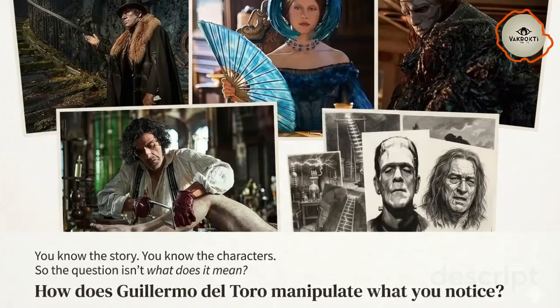Here's the thing, with a story like Frankenstein, you already know the plot, right? So asking what does it all mean is kind of boring. We are asking a much more important question. How does this thing actually work?